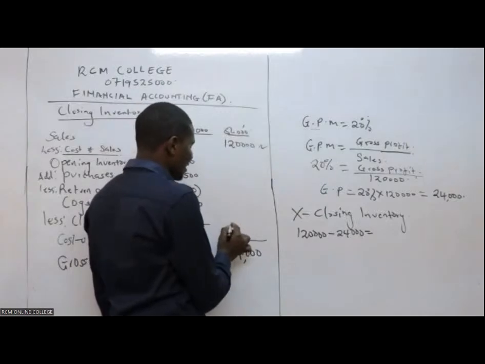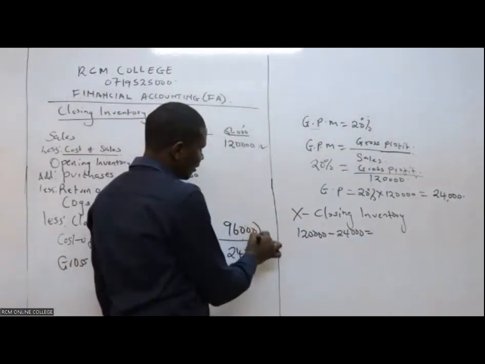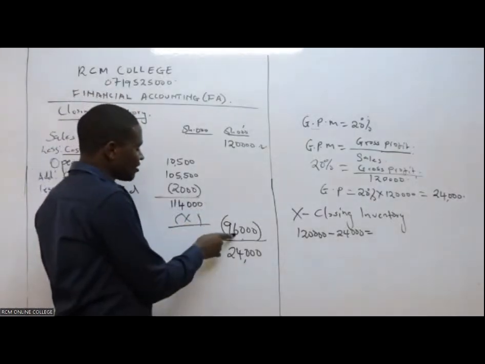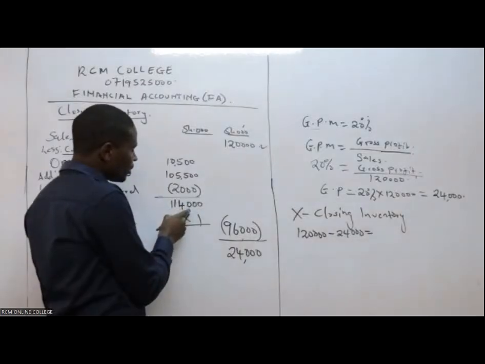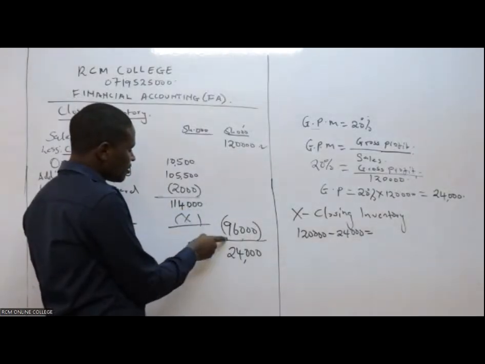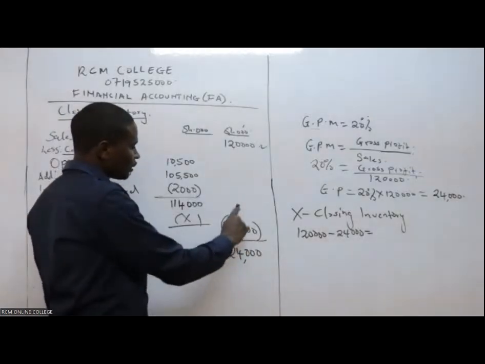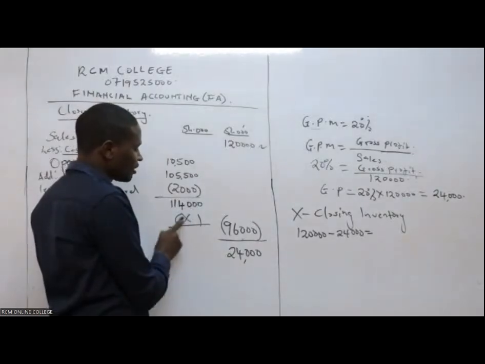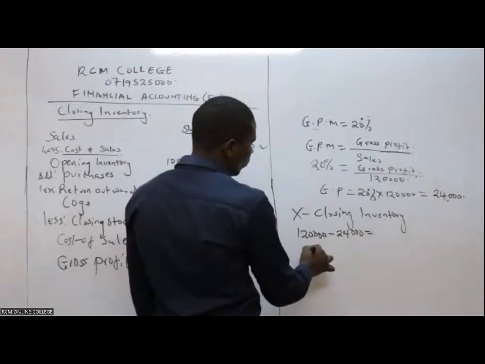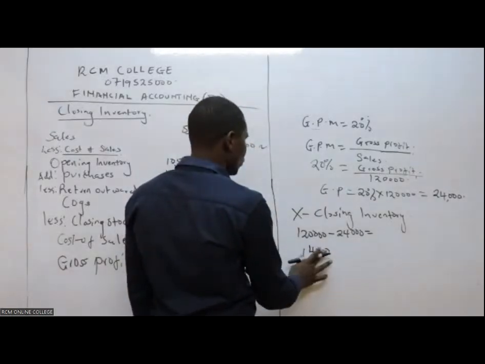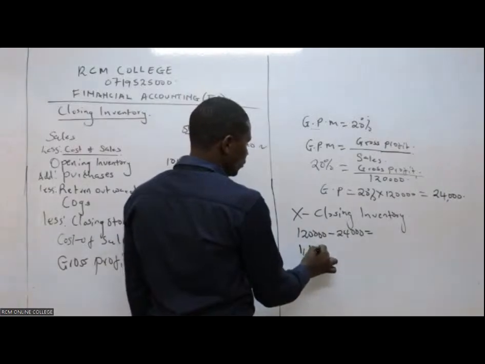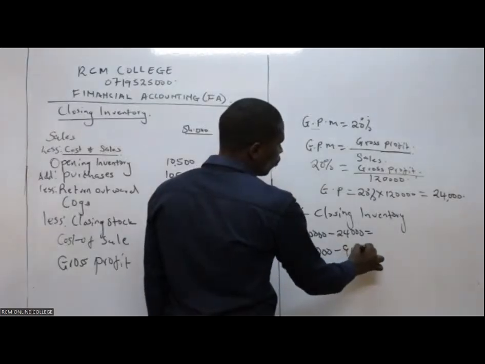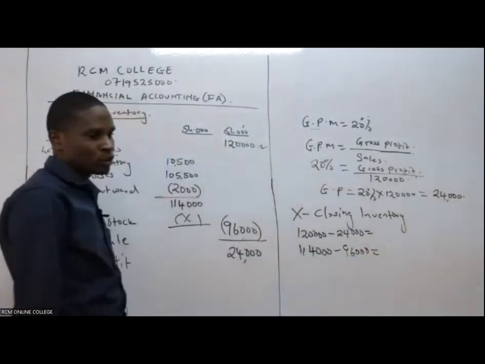Who can now get us the closing stock? It is easy: 140 minus this, you get this. Remember, this is just brackets showing that we are subtracting the cost of sale. So it is 140 minus 96, it will give us X. No, not 140, but 114,000 minus 96,000. So what is the value of our closing stock?